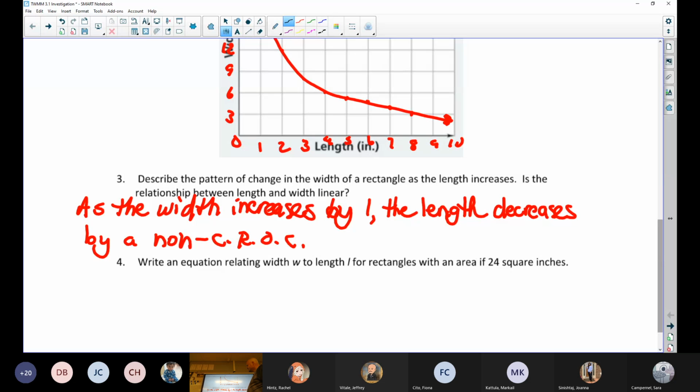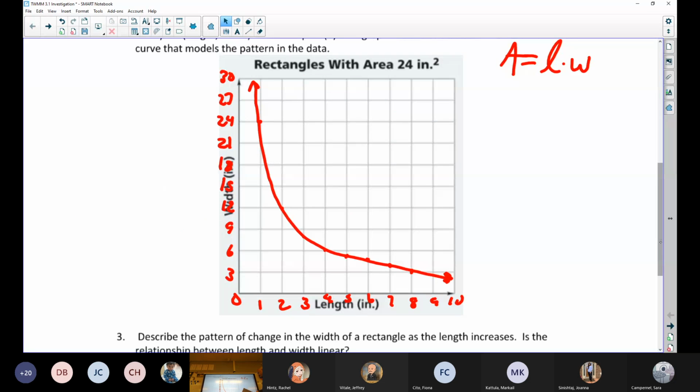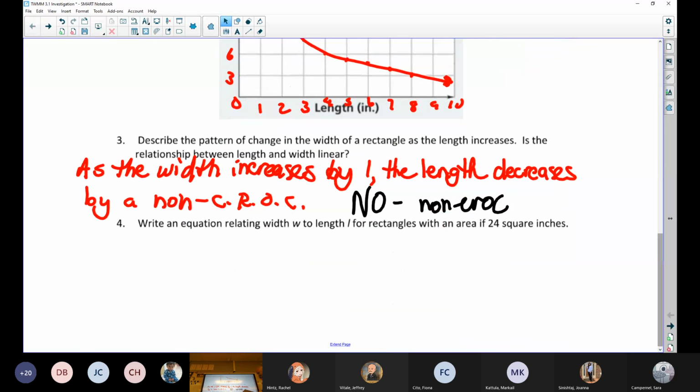Now look at sentence number 2. Is the relationship between the length and the width linear? The table above and the graph, is that linear? No, it's not, and again, because it has a non-constant rate of change. If it was linear, it would have to be a constant rate of change. So if we were to write an equation relating the width to the length for the rectangles with an area of 24 inches, we could just write length times width equals 24, right?